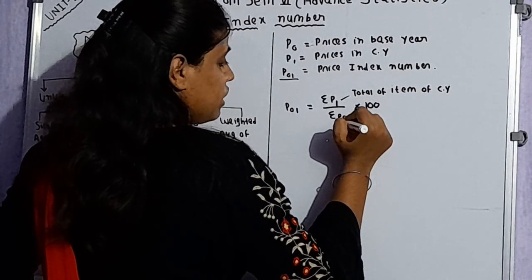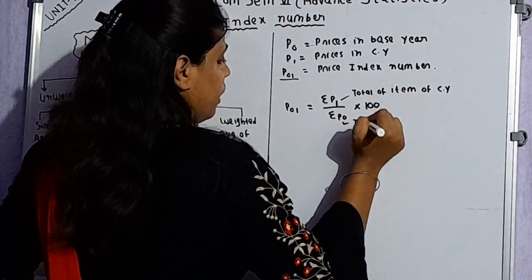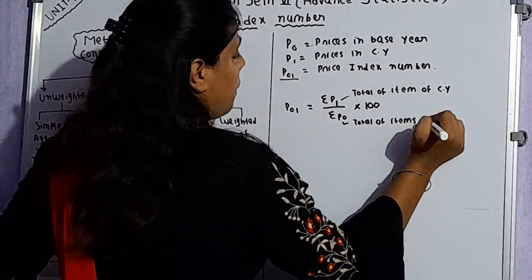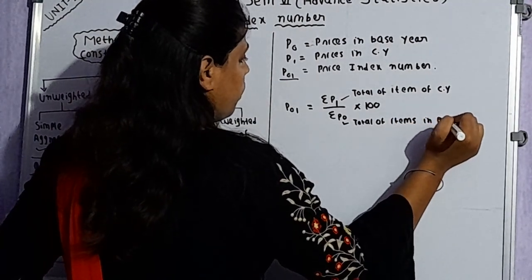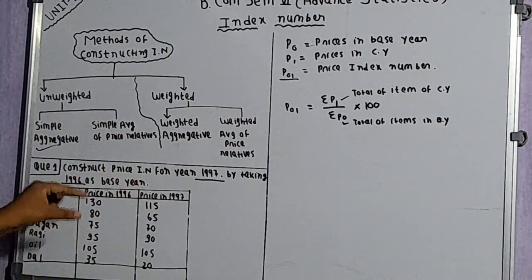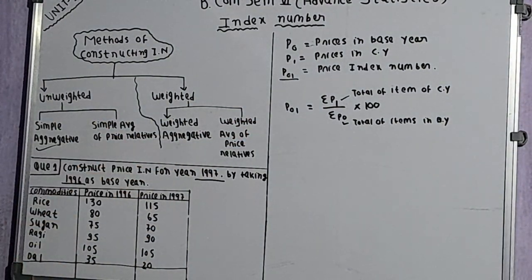Summation P0 refers to the total of items in the base year. Okay, so we will try to apply this formula in this question and find the index number.